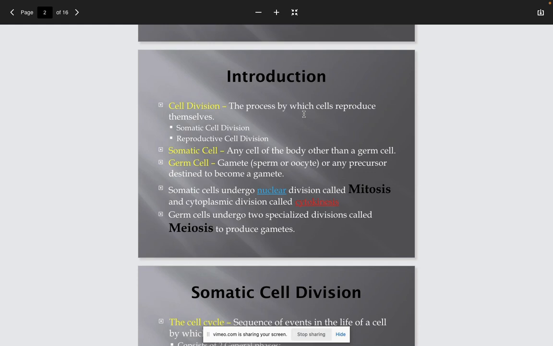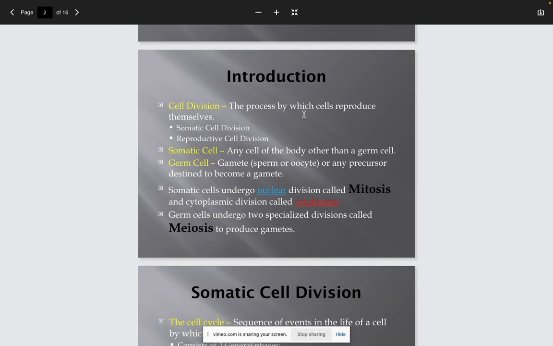So again, just definitions: somatic cell, this is any cell of the body other than the germ cell. And I want you guys to know that the term germ cell just means either sperm or egg. So somatic cells undergo something called nuclear division, in which the nucleus divides, and it divides called mitosis. So nuclear division occurs when the cell divides. We call this mitosis. And when the cytoplasm divides, we call this cytokinesis. And those are two important terms, cytokinesis being the division of the cytoplasm, and mitosis being nuclear division.